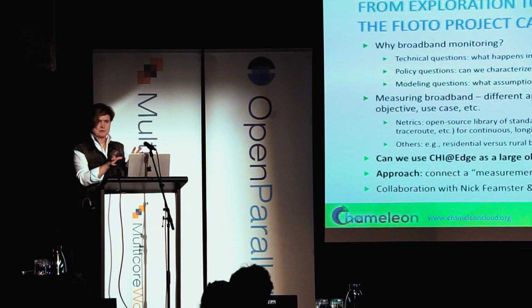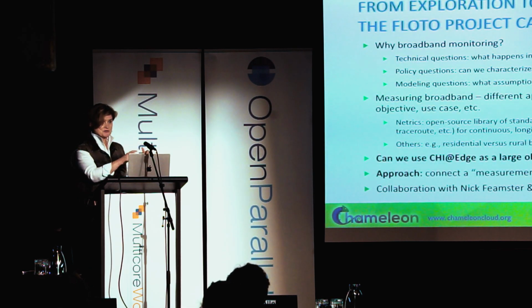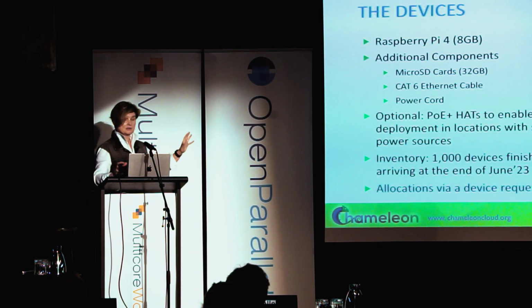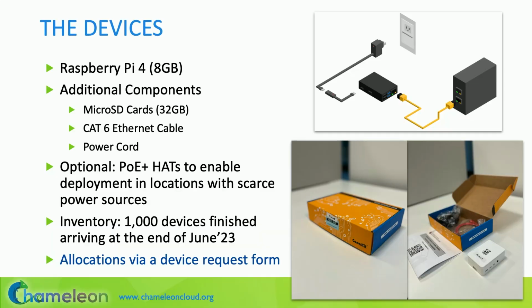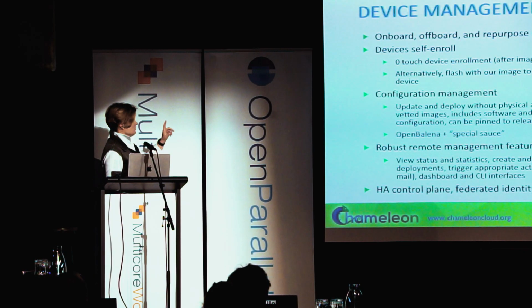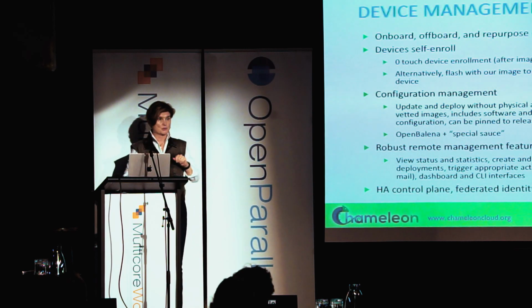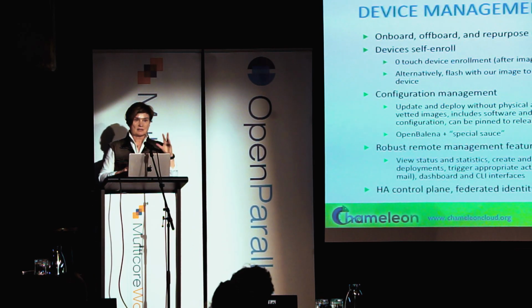I said, let me write another proposal. And that proposal got funded, and this is the next project I said I would be talking about. So first of all, we bought 1,000 Pis. And why 1,000? Because 2,000 would be too many, and 900 would be too few. So 1,000 seemed like a good number. So then, how do we manage those devices, right? The original problem there.